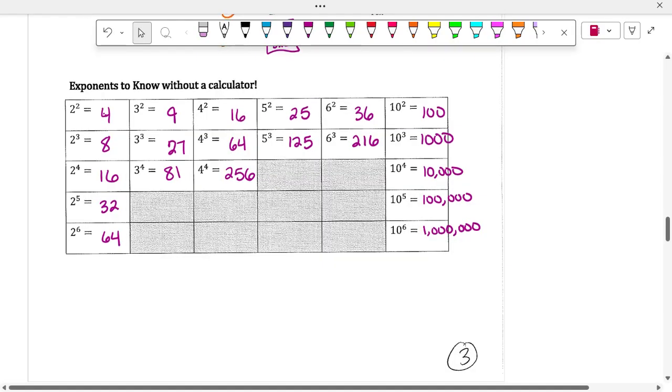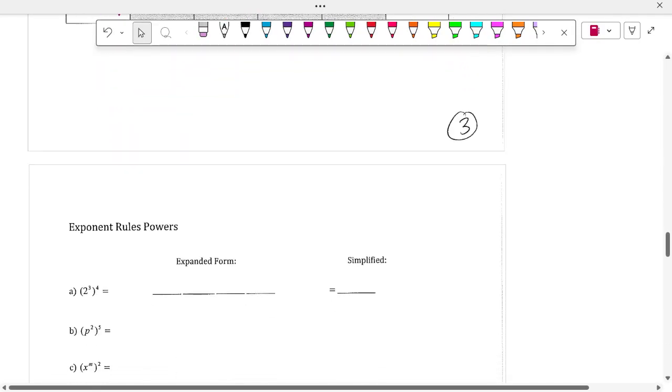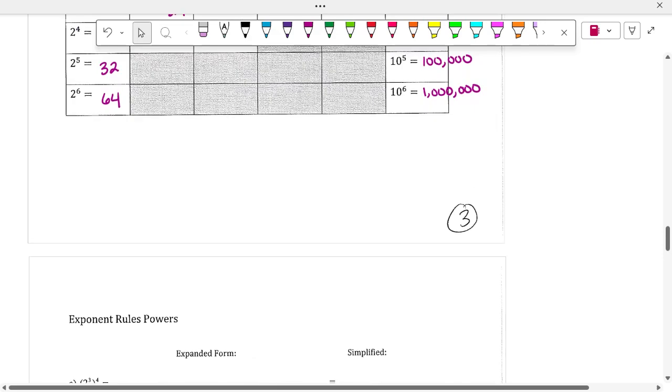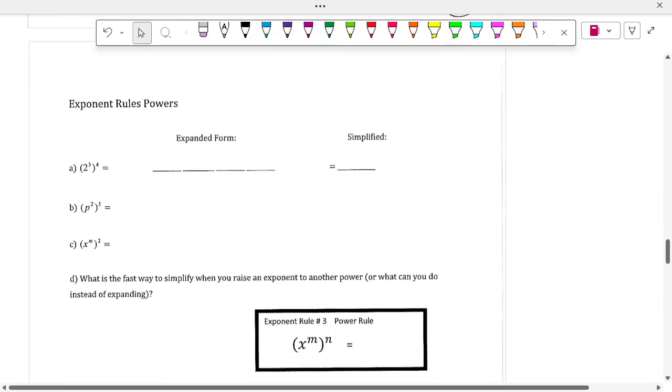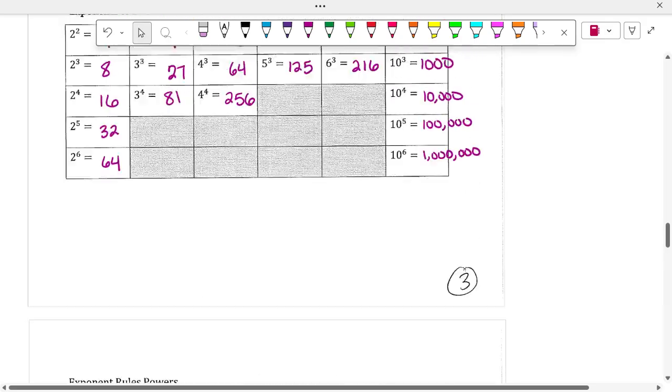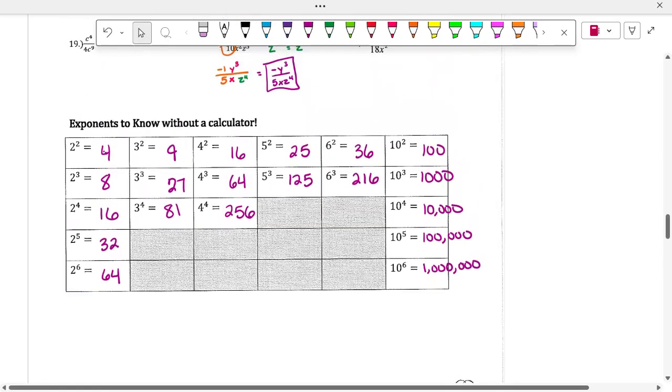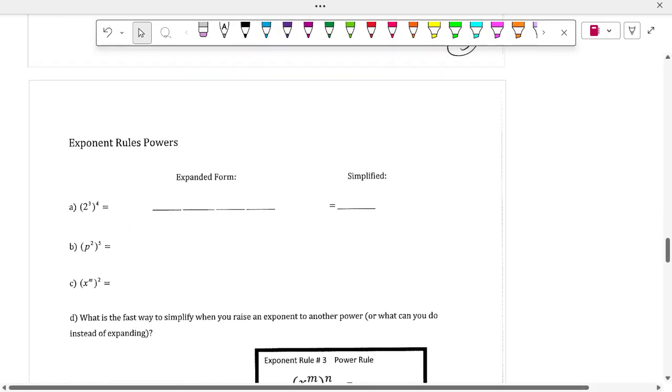Now, boys, just make sure you get through the rest of the notes and then delta math. All right, now we're going to keep on trucking.